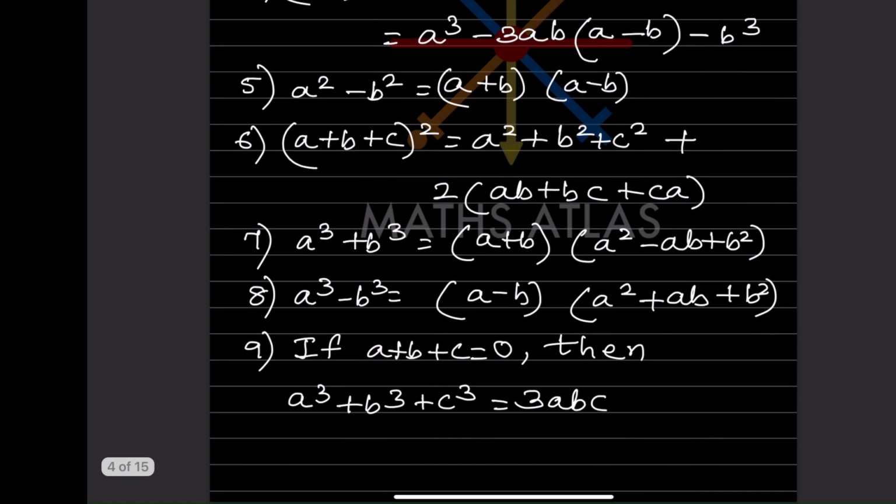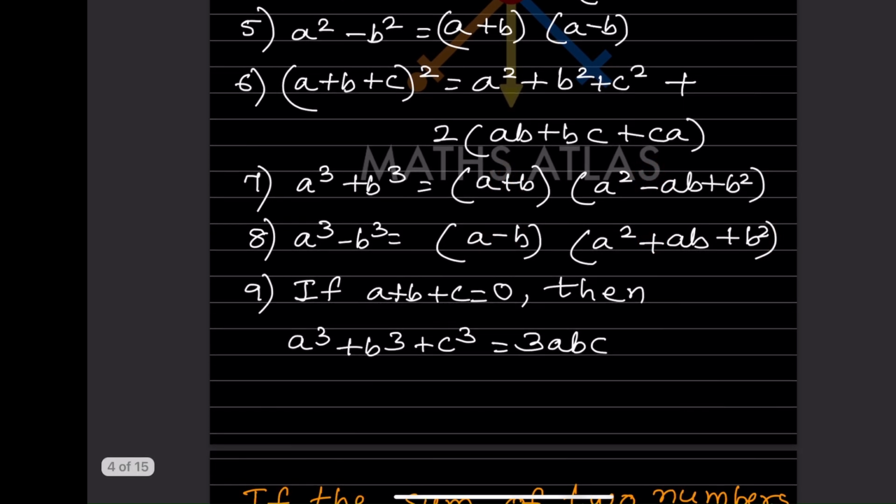Now a cube plus b cube is (a plus b) times (a square minus ab plus b square). And a cube minus b cube is (a minus b) times (a square plus ab plus b square). When you compare these, here is plus, here is minus; here is minus, here is plus. Only the difference is this one. The rest everything is the same. Now if a plus b plus c is equal to 0, then a cube plus b cube plus c cube is equal to 3abc. You can note this down, because these are the formulas that are used very often.